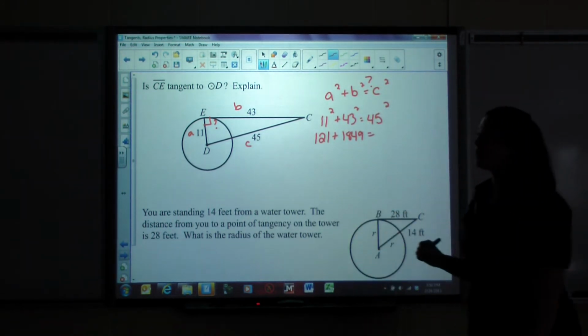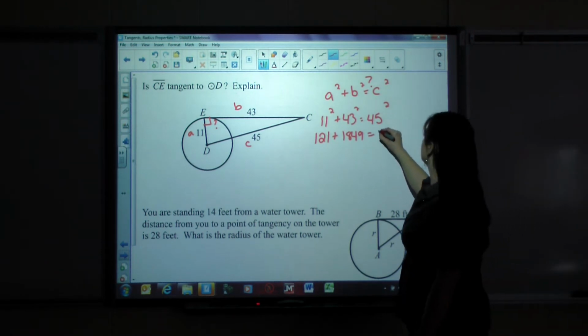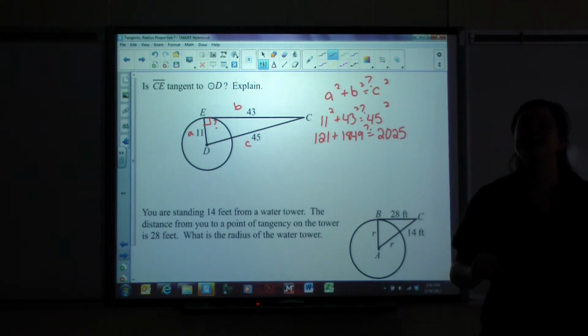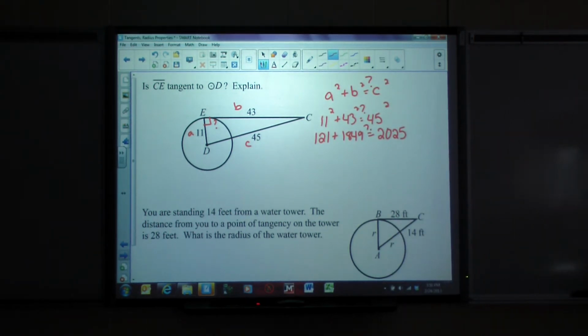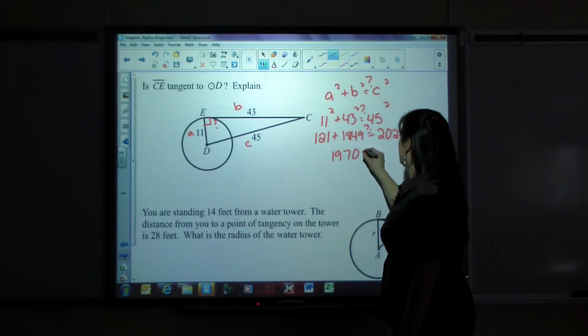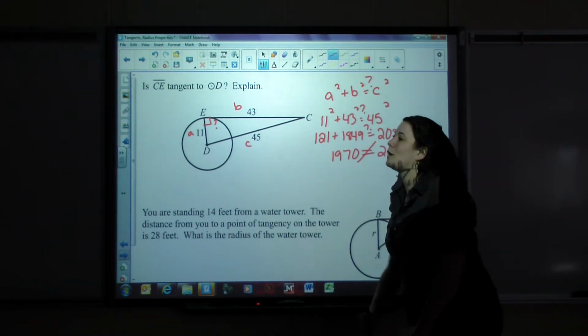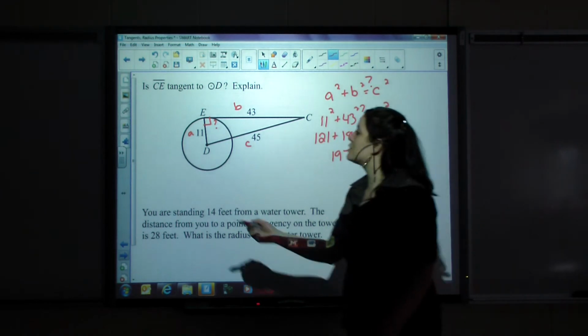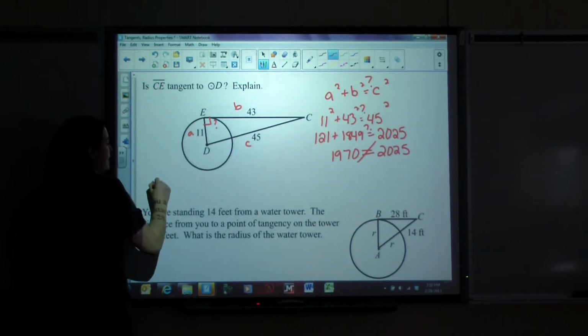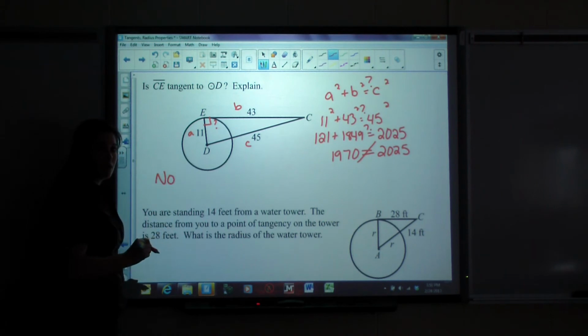Does that equal 45 squared, which is 2025? We still want to know, is this true? And if we notice, when we add 121 plus 1849, we get 1970, which is definitely not equal to 2025. So the answer to the question, is CE tangent to the circle? My answer would be no.